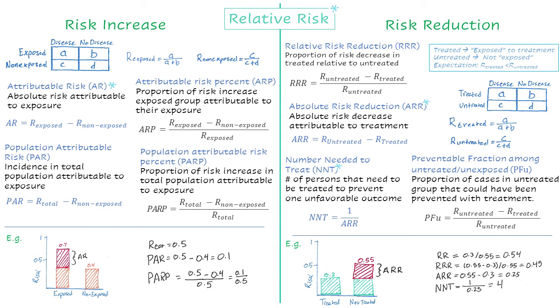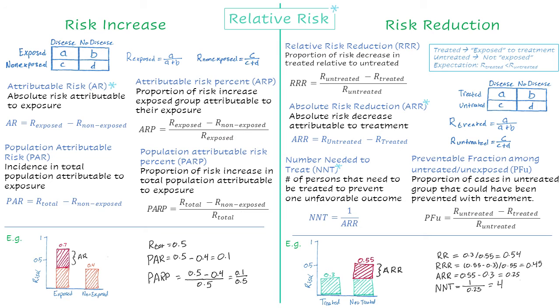One last measure of risk that we will be discussing before moving on is the population attributable risk. Population attributable risk is equal to the risk or incidence of an event in the total population that is attributable to exposure, while population attributable risk percent is the proportion of risk in the total population attributable to exposure. Both are calculated using total risk in a population.